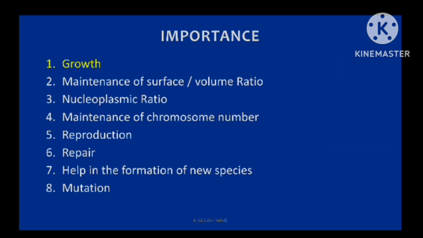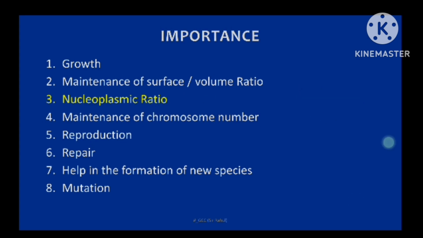The next one is the maintenance of surface volume ratio. An overgrown somatic cell is induced to divide, so mitosis helps in maintaining a proper surface volume ratio. The next one is nucleoplasmic ratio. An efficient cell has a high nucleocytoplasmic ratio. Increase in size lowers the ratio. It is brought back to the normal level through the process of cell division.